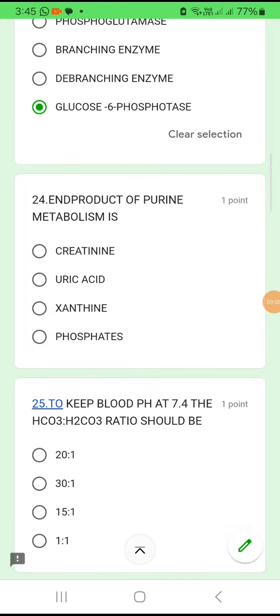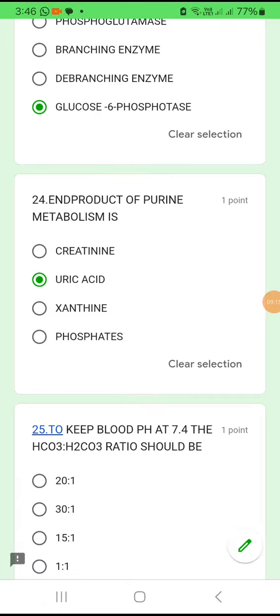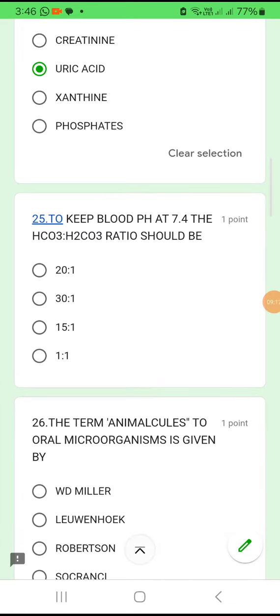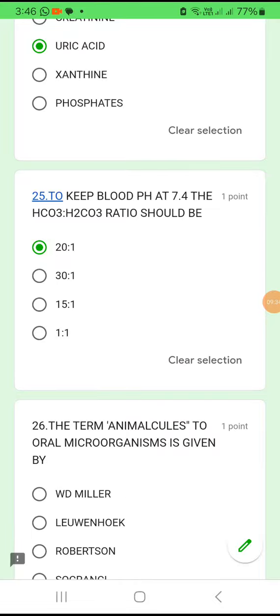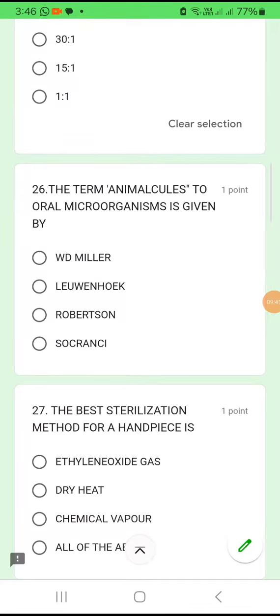Question number 24. End product of purine metabolism. Purine metabolism end product is creatinine or uric acid? Uric acid. Definitely uric acid is the end product of purine metabolism. Question number 25. To keep blood pH at 7.4, the HCO3 to H2CO3 ratio should be in what level? Okay, so the pH of 7.4, to maintain that, HCO3 to H2CO3 ratio should be 20:1. Okay, 20:1. Not 30, not 50, not 1. It is 20:1.